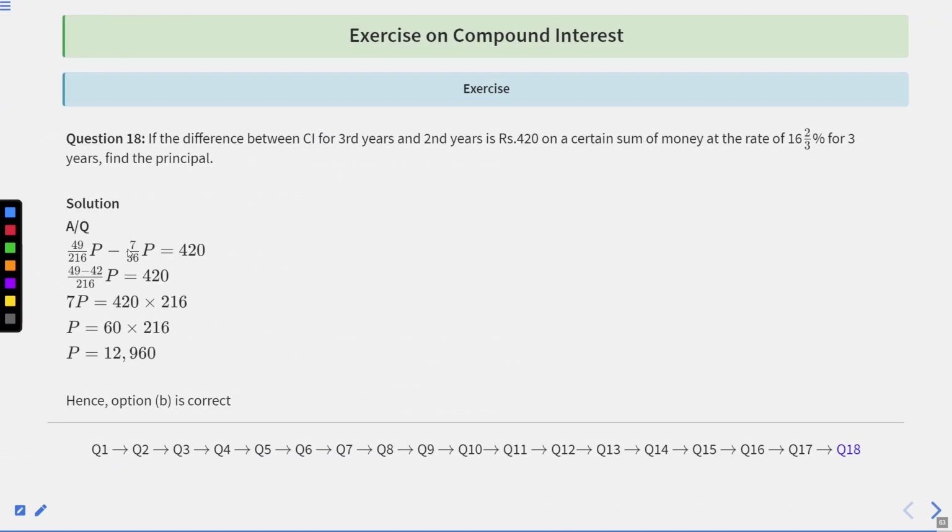So according to the question, 49 upon 216 P minus 7 upon 36 P is equal to 420. So when you simplify this, you will get P equal to 12,960. So the correct option here is option B.